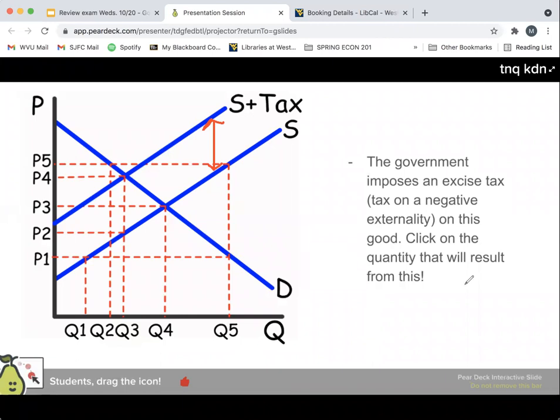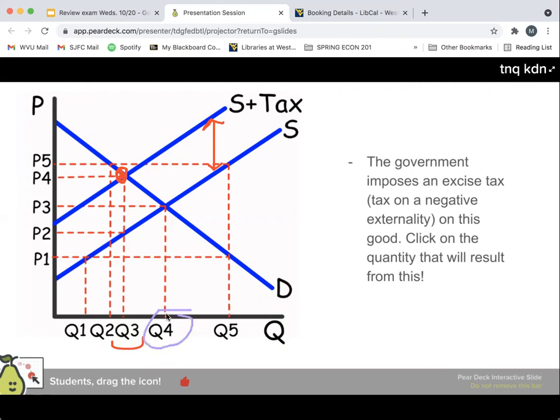So they want to see the quantity that will result from this tax. All right. So we know in order to find the equilibrium after a new tax is put into place, we're going to find that new supply curve where it crosses the demand curve. We're looking here, and then we follow this line down and we see that quantity 3 is where we're going to end up. Originally, we were over at quantity 4.